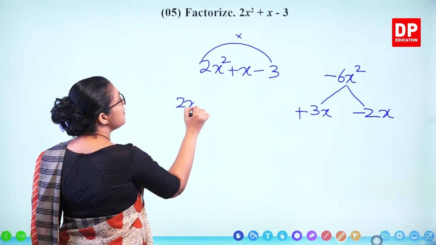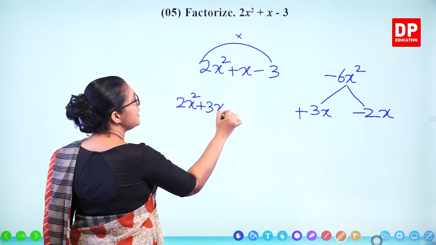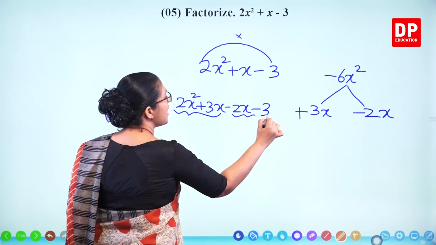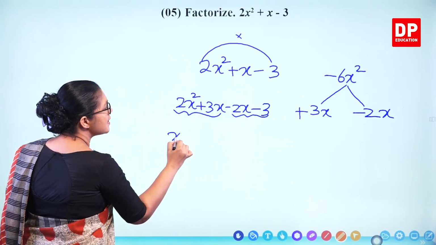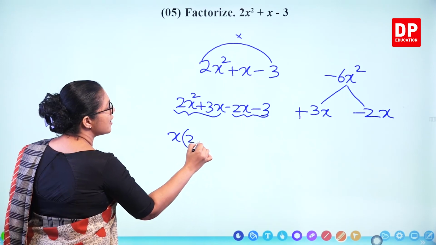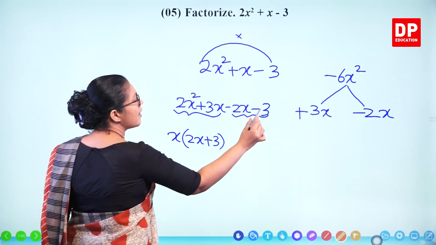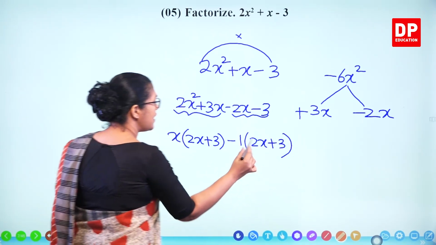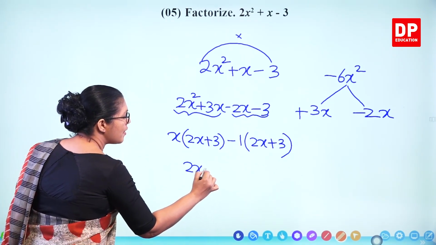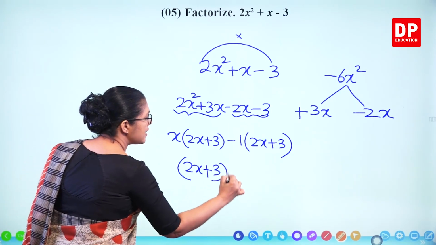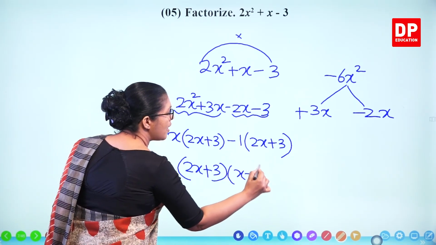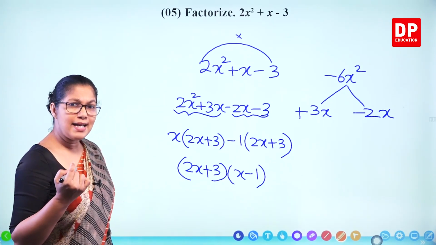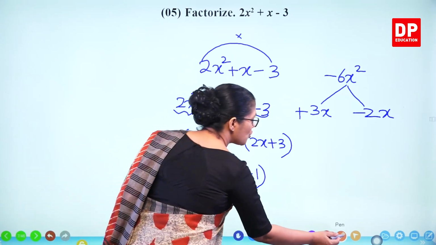Now we can split the middle term into 3x and minus 2x. Take 2 terms at once and factorize. Take x out, you get 2x plus 3. Here you can take minus 1 out. Then this becomes 2x plus 3. 2x plus 3 is common to both terms and you can take it out, and the remaining one you can write like this. So what are the two factors? 2x plus 3 and x minus 1. So 2 marks.